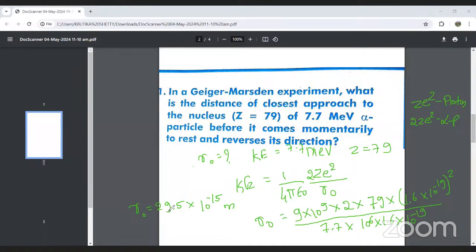So the answer is here, students, that is 29.5 into 10 raised to minus 15 meter, or 10 to the minus 15 is also called a Fermi. That is 29.5 FM, that is Fermi meter. Okay, you can copy down this. Write the values. We will go for the next question.